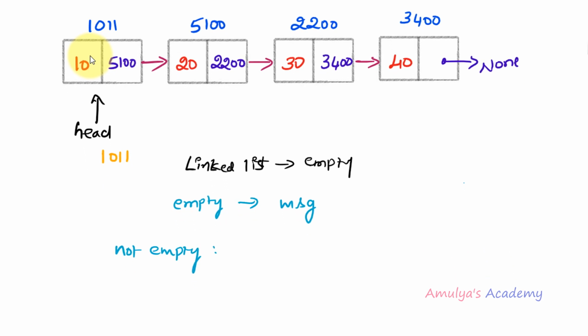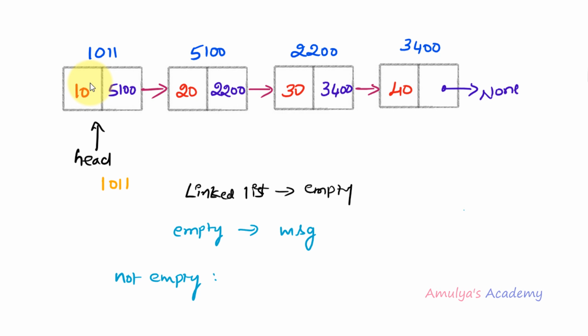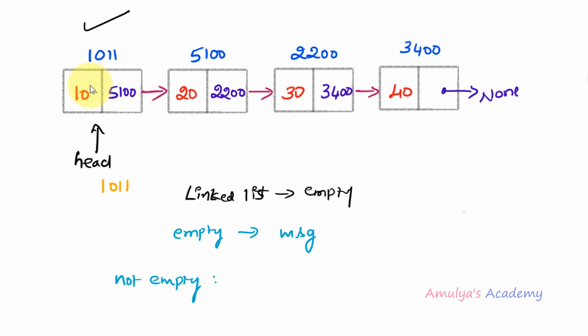If the linked list is not empty, if it contains nodes, then what we need to do is delete the first node. To delete the first node, point the head to the second node of the linked list. That's it. Now here we can see this is the first node, and the head contains the reference of the first node, 1011, because head is the starting point of the linked list. Now to remove this node, we need to point this head to the second node of the linked list. So when we do that, here we can see head is pointing to the second node.